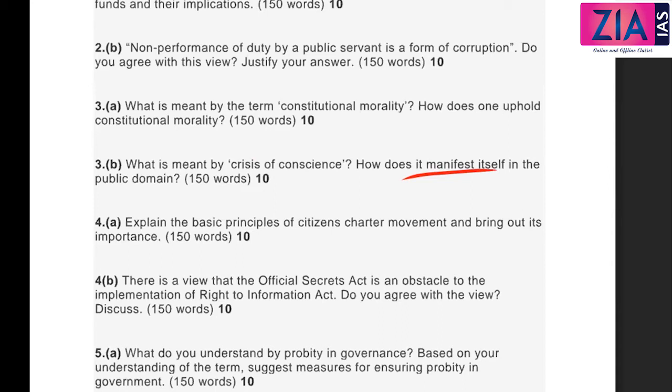So in case if you want to take a decision, the inner voice will contradict this decision. You're doing something against what is within, there will be contradiction. So that is what you mean by the crisis of conscience. Now examples and manifestations you can write. Whatever examples which you can make, you can write. One of the examples which I have given to you now, right? A public servant who is taking any decision by overlooking the larger public interest. So that is an example of crisis of conscience.